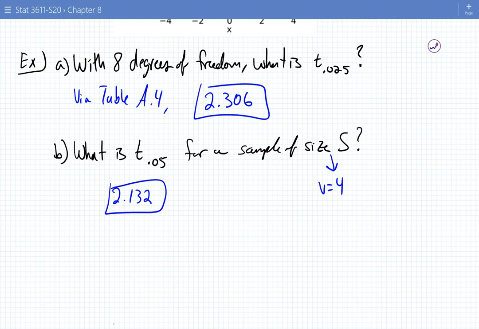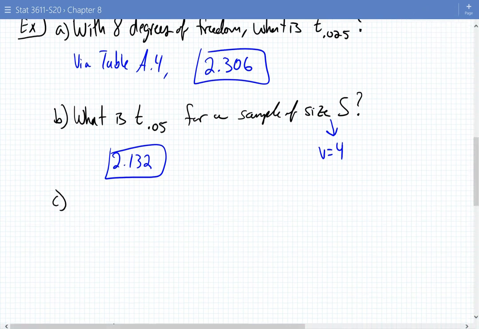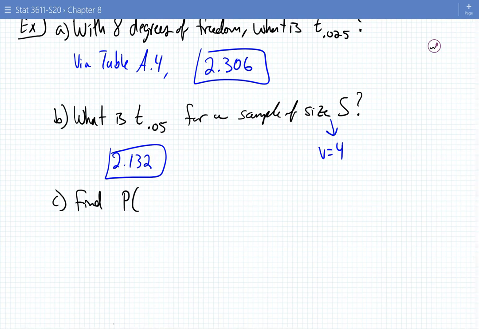All right. Looks good. Let's keep going. Let's try another one here. C. Let's spice it up a little bit. Let's find the probability negative t 0.025 less than t of 0.05.